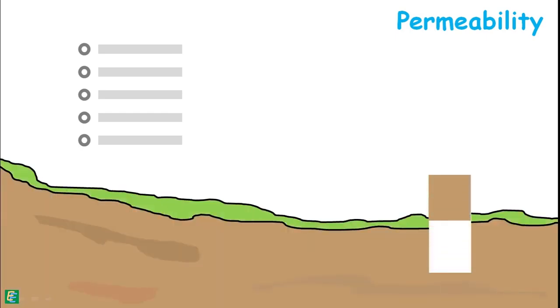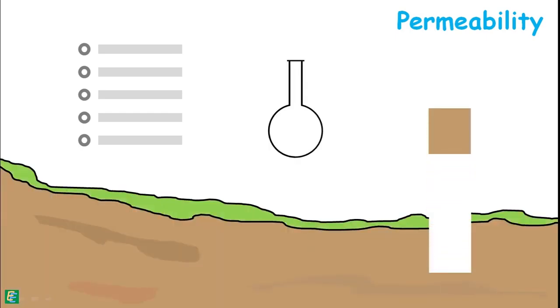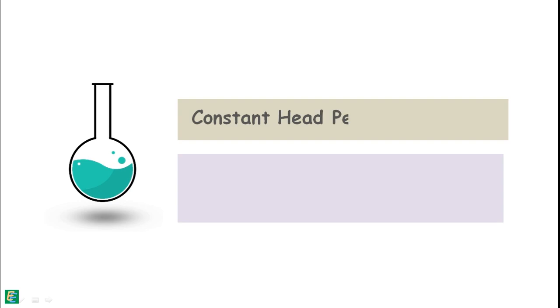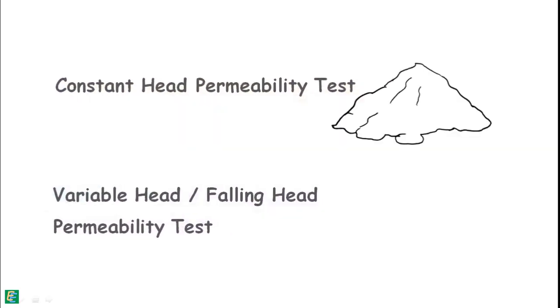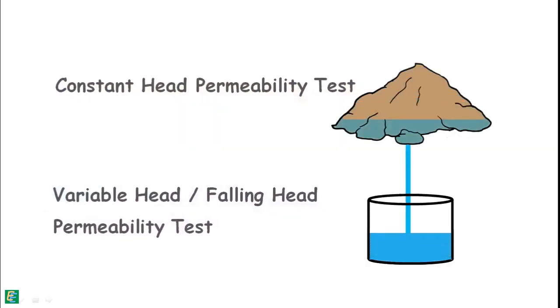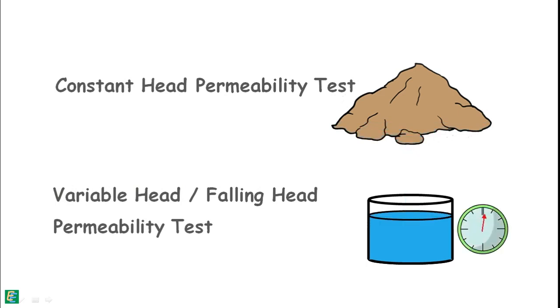There are numerous methods through which we can measure the permeability of a soil in the field or of a representative sample in the laboratory. In the laboratory, we employ two methods. One is the constant head permeability method and the other is the variable head or falling head permeability method. These methods measure the amount of water that goes through a soil sample in a fixed time interval.